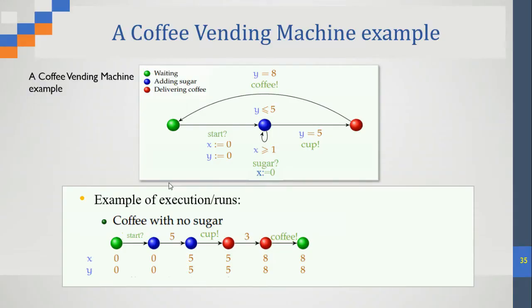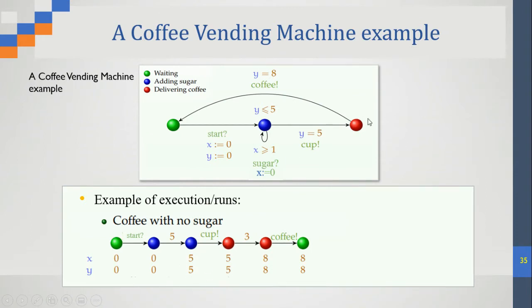In this example, we have three locations. The first is waiting, adding sugar, delivering the coffee. So here we see how the time runs. Starting with both clocks at zero, if we add without sugar, we see the execution without sugar. So just zero, and then since we have conditions here, we will not proceed to the cup until the time has reached 5.